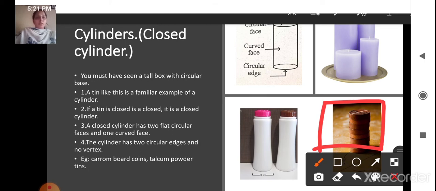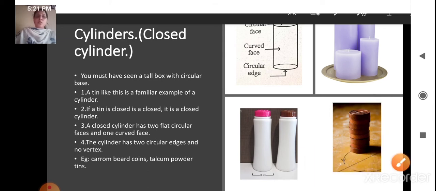But if you are taking only one carom board coin, that is not an example of a cylinder. If you stack and keep the carom board coins, that is the reason this is the picture of stacking of carom board coins, right? So if I have stacked them, this is also a good example of a closed cylinder, because even the stacking of carom board coins has 2 circular faces, 2 circular edges and 1 curved face. Okay, have you understood the closed cylinder?